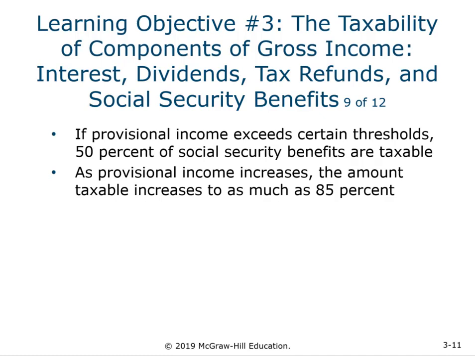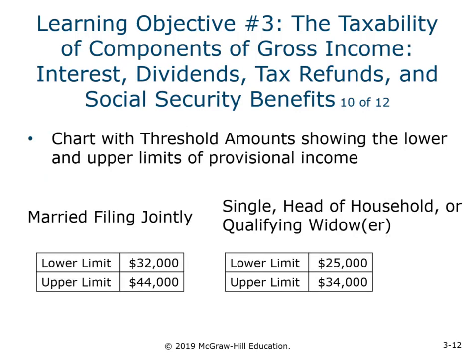And then if we exceed the first threshold, there are always two thresholds depending on filing status, then 50% of the Social Security benefits are taxable. And that can be as much, after the second threshold, as 85%. So what are those thresholds?